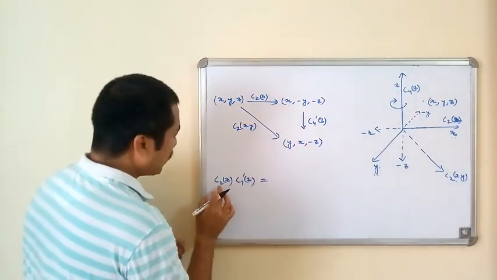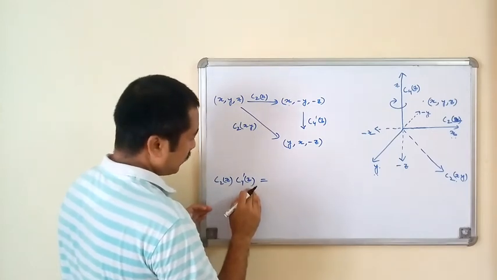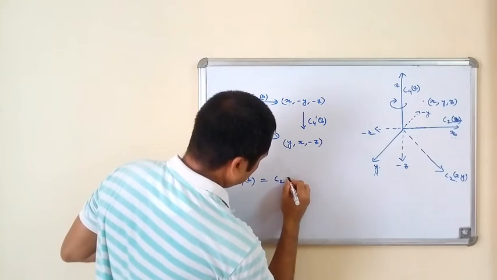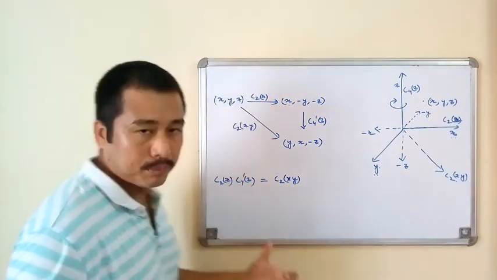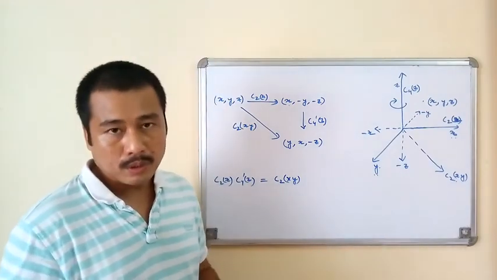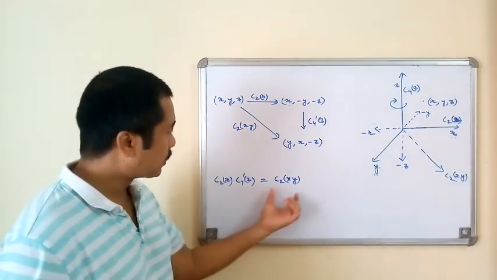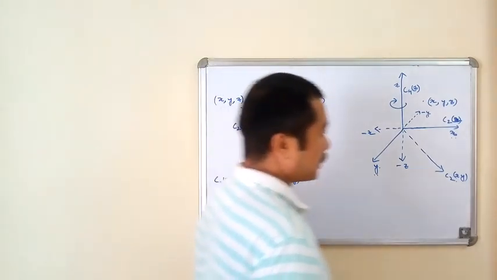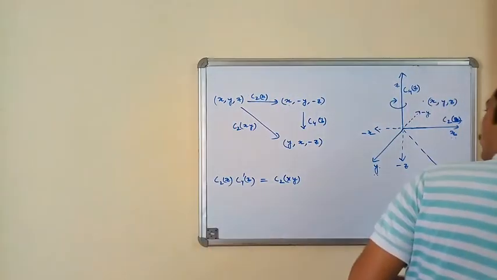So that means the combination of C2x and C4 is equal to C2xy, and C2xy must be present within the same group. Otherwise, the combination of these two symmetry operations will not be an element of the group. And now let us proceed further and do the C4^2 operation.